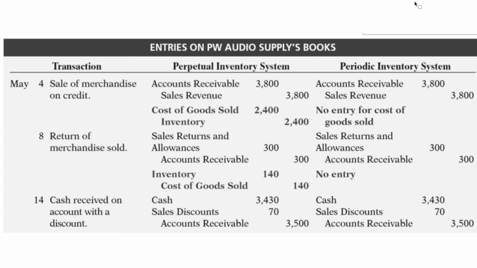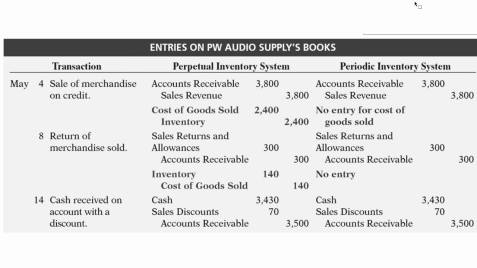Ang entry natin, debit accounts receivable, credit sales revenue, 3,800. That is for the selling price. And for the second part of the entry, debit cost of goods sold, credit inventory representing the cost of the product being sold. And para naman sa periodic inventory system, para dun sa pag nagbenta tayo ng product, only the selling price will be accounted. So, debit accounts receivable, 3,800. Credit sales revenue, 3,800.